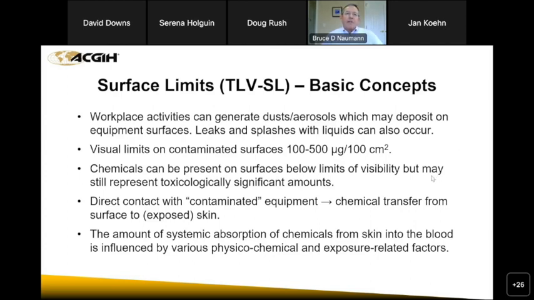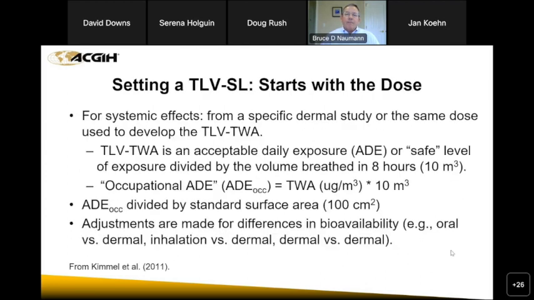So, there are issues around that are obvious, and we still have to work through in terms of direct contact, how much is transferred to the skin. And we know that the amount that's absorbed through the skin is determined by a number of factors, physical chemical properties and other exposure-related factors. But fundamentally, setting a surface limit starts with the dose, just like setting OELs or TLVs.